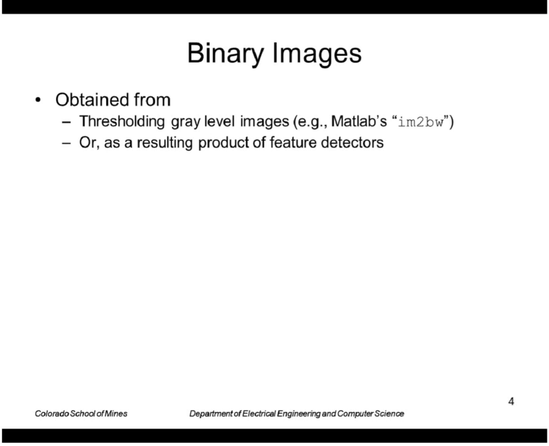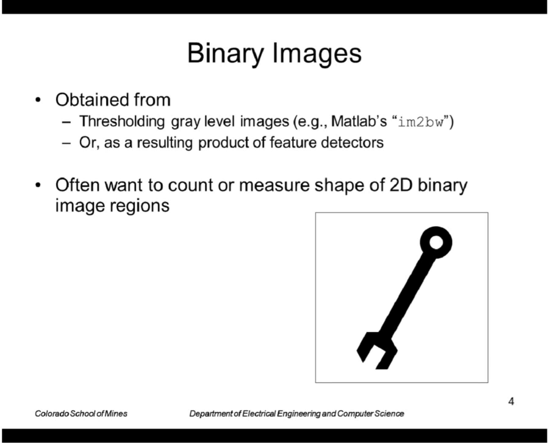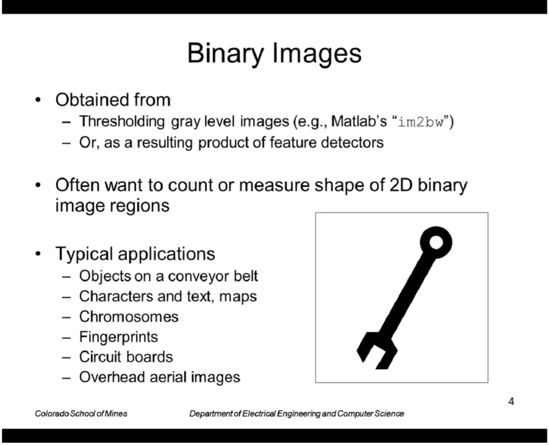locations of detected templates. So for example, if we have a two-dimensional scene such as this, we might want to measure the shape or count the shape of 2D image regions. There are lots of applications for this. Here are some: objects on a conveyor belt, characters in a scanned document, fingerprints, circuit boards, etc.